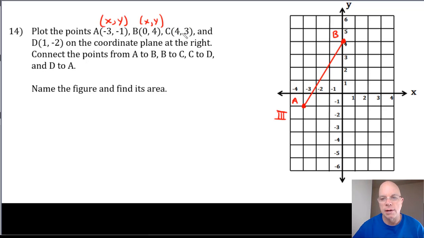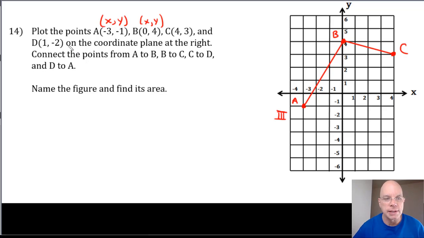Looking at the location of point B, it's not in a quadrant, it's on an axis. It's on the y-axis, in between quadrants 1 and 2. Point C is at (4, 3). So I start at the origin always. My x-coordinate is positive 4, so 4 to the right. Y-coordinate is positive 3, so up 3. So point C is right here in the first quadrant.